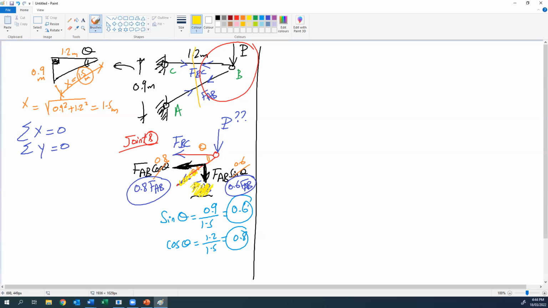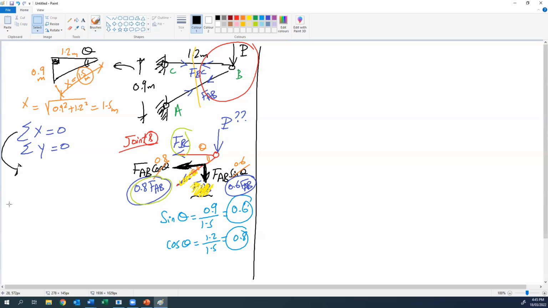Okay, now we can apply the two equations. If we apply summation x equal to 0, how many forces are in x? Two forces in x, FBC and 0.8 FAB. So we have FBC negative because it goes to the left, minus 0.8 FAB because it also goes to the left, will equal to, sorry, I will delay this one first.